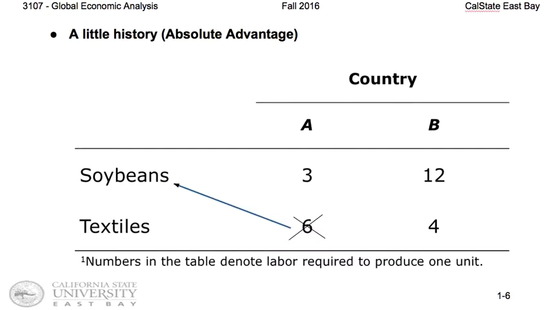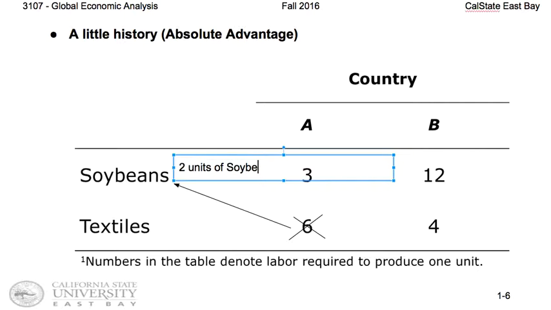Great. We also know that in order to produce 1 unit of soybeans, we need 3 hours of work. We have 6 hours available for producing 1 less unit of textiles. It means that for each unit of textiles that we stop producing, we gain 2 units of soybeans extra. Great.